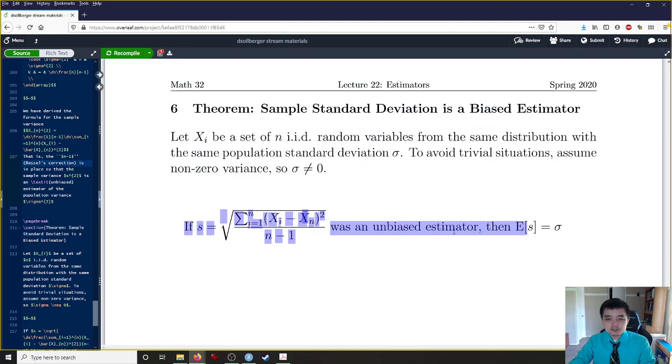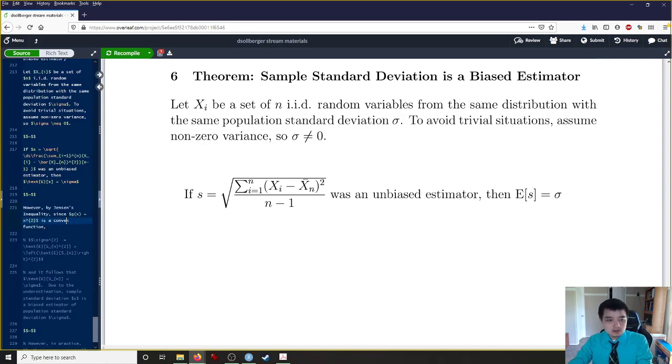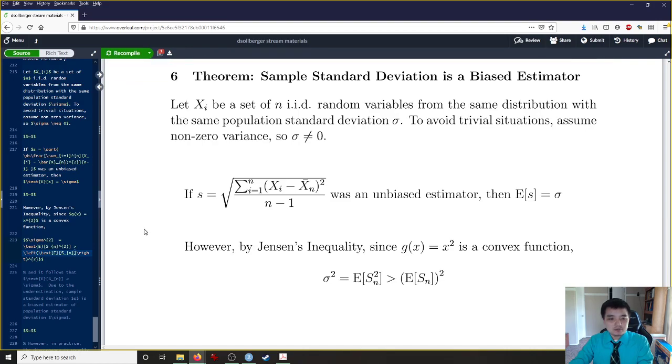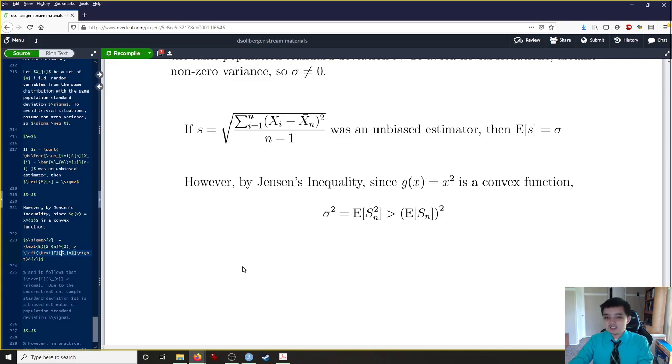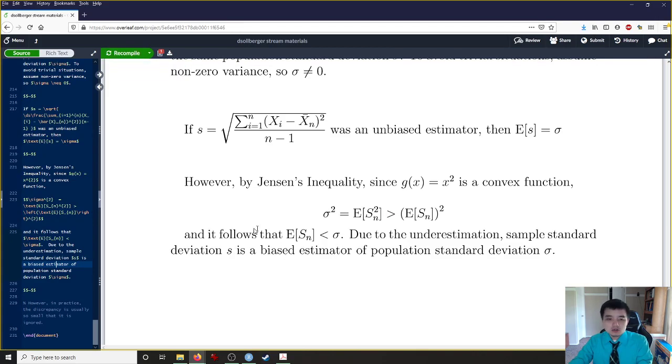So running through the ideas we encountered today, if the sample standard deviation, which is the square root of the formula we just got above, was an unbiased estimator, then the expected value of that formula, lowercase s, should line us right back up with sigma. However, this is where we bring in that weird idea I presented before spring break. By Jensen's inequality, because something squared, a parabola, is a convex function, we actually know that there's an inequality here. So it follows that the expected value of S will be less than sigma by Jensen's inequality.